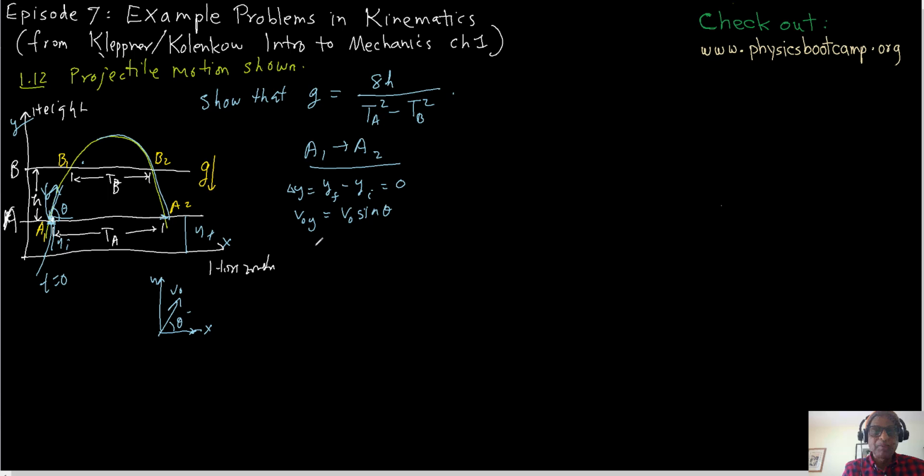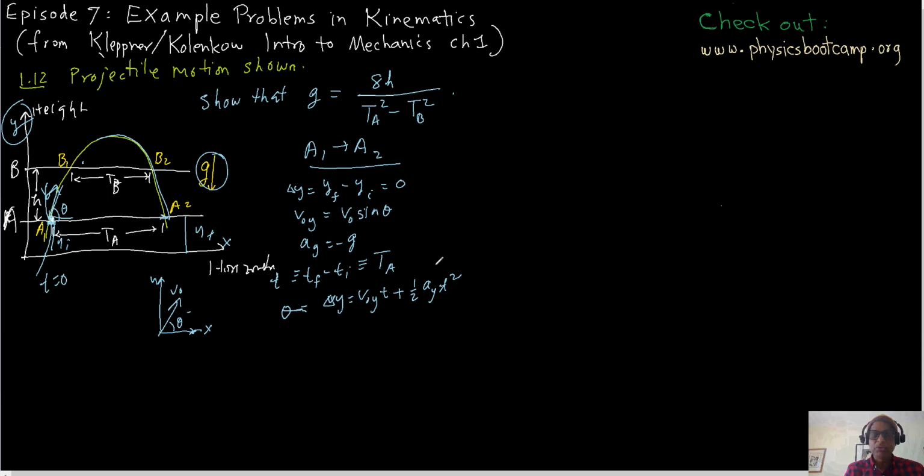Sine theta, and ay equals minus g, because positive y is pointing this way and g is pointing that way. And the time, t final minus t initial, which is usually t in the formula, is denoted as ta here. So from here you can already say that 0 equals, I'm going to use delta y equal to v0y t plus half ay t squared. So we're going to use this formula.